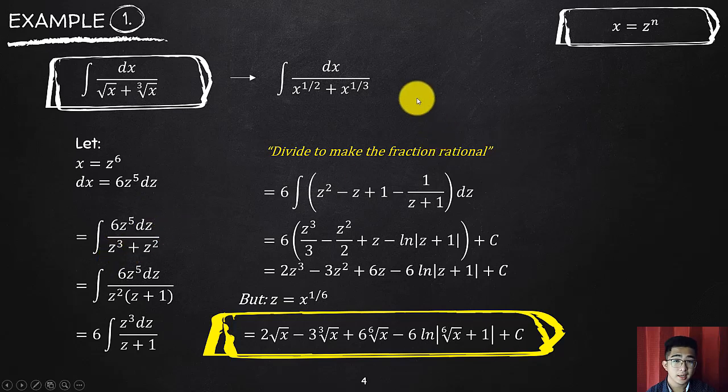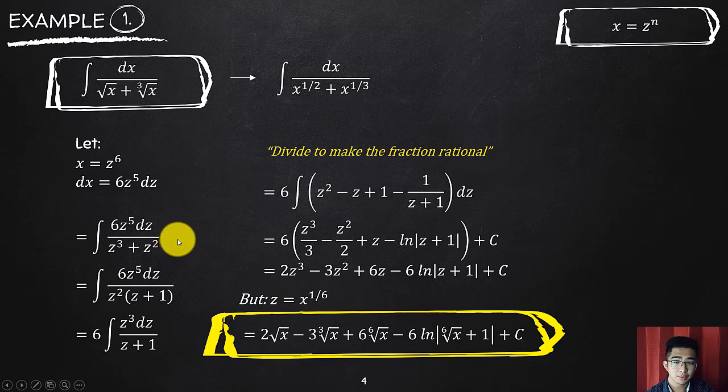Okay? Same thing with x raised to 1/3. The cube root of x, if x is z raised to 6, is now the cube root of z raised to 6. The cube root of z raised to 6 is simply z raised to 2. So take note, this is now your substituted expression. This is now a rational integrand, correct? Because there is no longer any fractional exponent or a square root symbol, right?